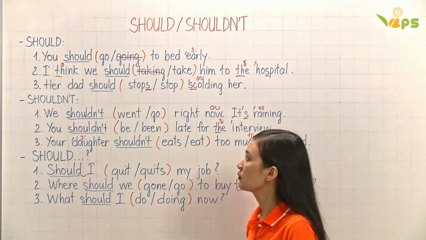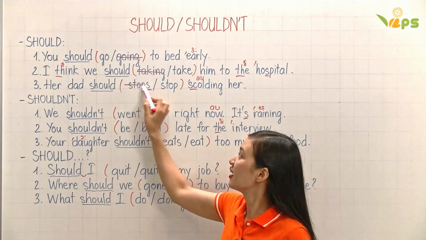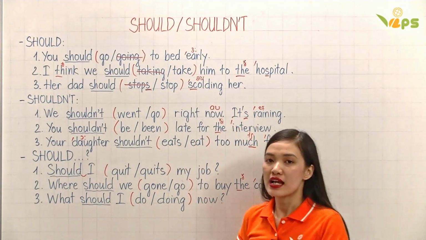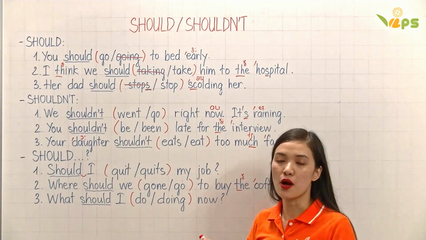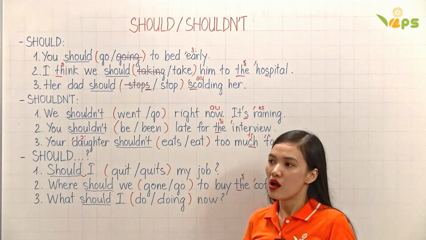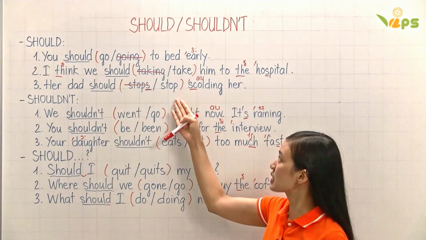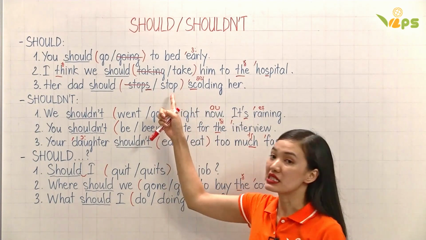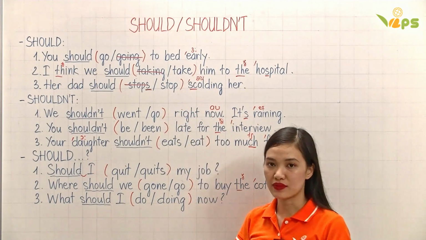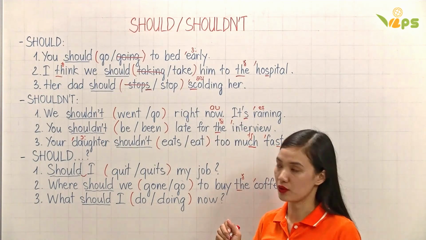Number three, her dad should stops with S or stop, no S, scolding her? Of course, that is stop, right? Her dad should stop scolding her. If you scold a person, that means you speak angrily to that person because that person has done something wrong. So her dad should stop scolding her. Remember, stop, if after stop is a verb in ing form, stop doing something, that means you don't do it anymore, okay? Her dad should stop scolding her.